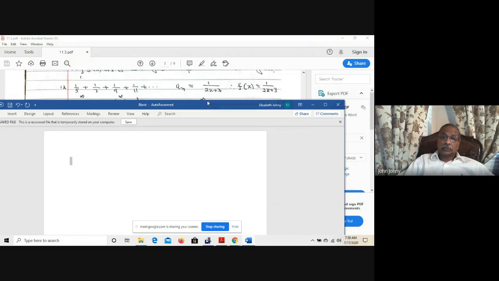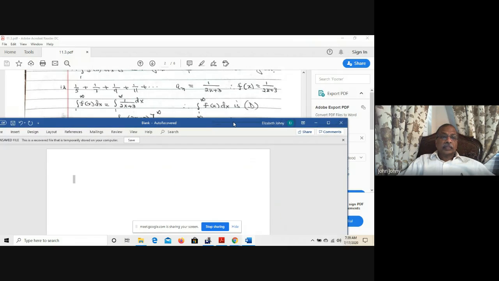When n is equal to 2, 2 twos are 4, 4 plus 3 is 7, so you get the second term. When n is equal to 3, 2 threes are 6, 6 plus 3 is 9, you get the third term, and so on. So a_n is 1 over 2n plus 3. Therefore, f(x) is 1 over 2x plus 3. Therefore, the integral from 1 to infinity of f(x) dx is equal to the integral from 1 to infinity of 1 over 2x plus 3 dx.